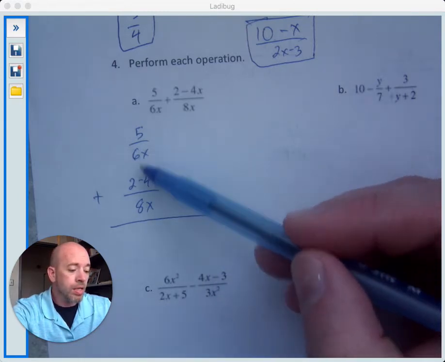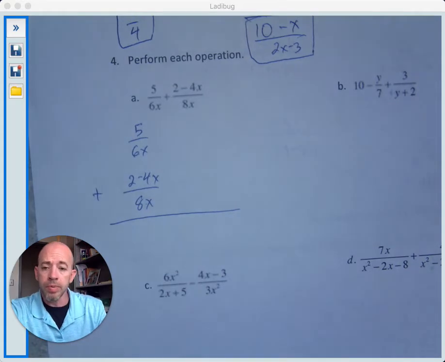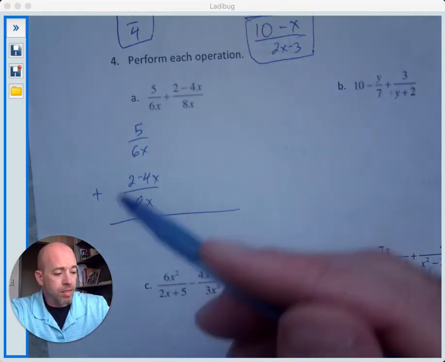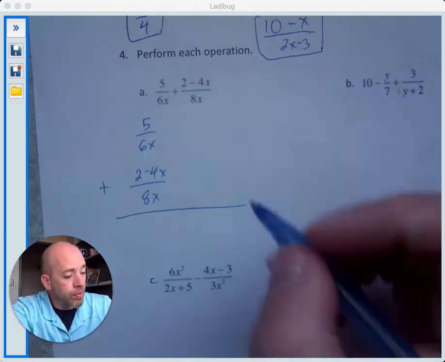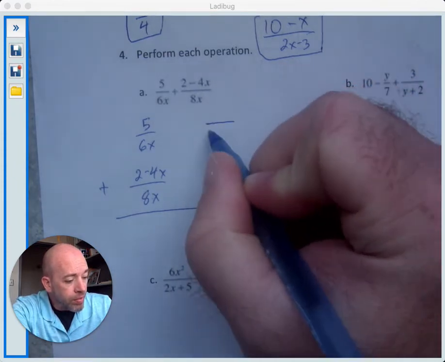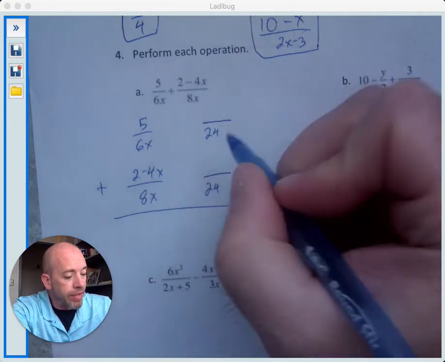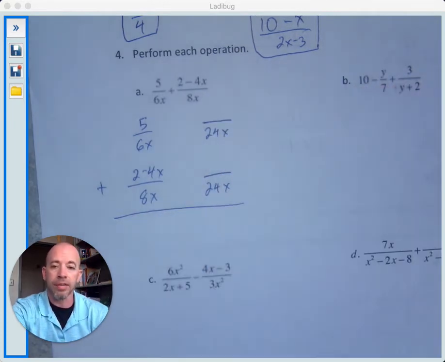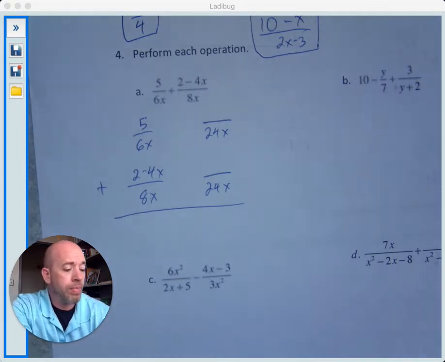Well, what do 6 and 8 both go into? If we start with the largest one, the 8, look at multiples of 8. 6 doesn't go into 8. 8 times 2 is 16. 6 doesn't go into 16. 8 times 3 is 24. Well, 6 does go into 24, right? So we can have a 24. And they both have a factor of x. So 24x. And then I can see what I can multiply both fractions by.